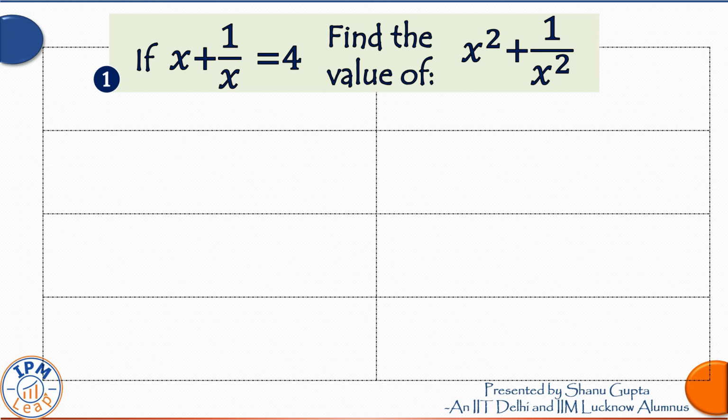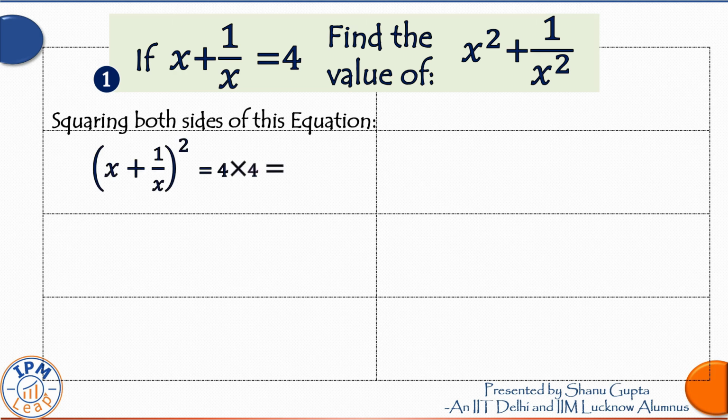Okay, so our first question is, if x plus 1 by x is equal to 4, then find the value of x square plus 1 by x square. So students, in these questions, whenever we face an expression which looks like x plus 1 by x or x minus 1 by x, the basic scheme to solve this question remains the same. We square this given equation on both sides. So left hand side becomes (x plus 1 by x) whole square, and right hand side becomes 4 square, which is equal to 16.